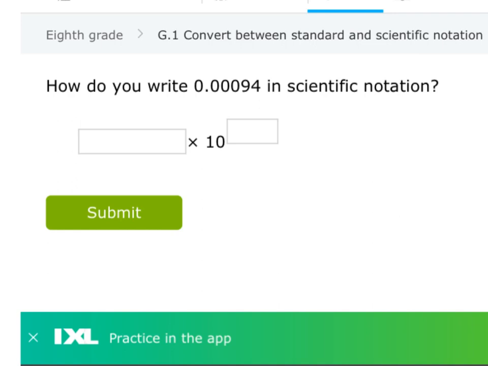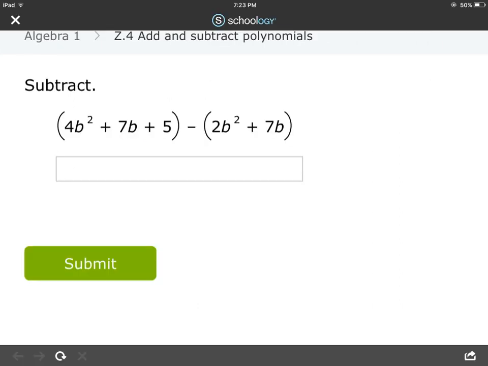For this example, we have a really small number, and we want to write it in scientific notation. So we're going to go 1, 2, 3, 4 spots. So we have 9.4. We're going to drop the zeros times 10. Now it's going to be to the negative 4th power because we have a really small number and we're moving that decimal to the right side.